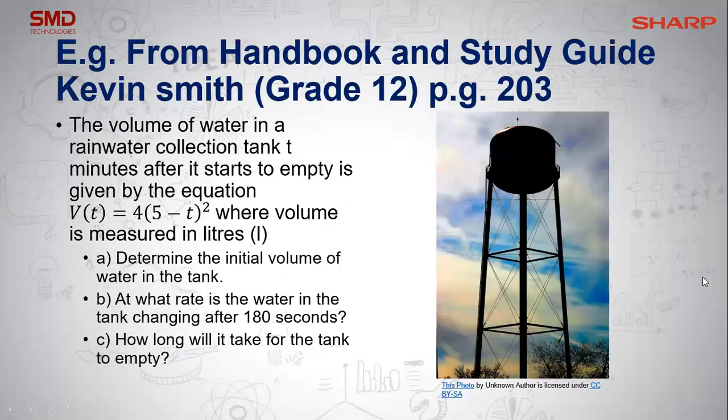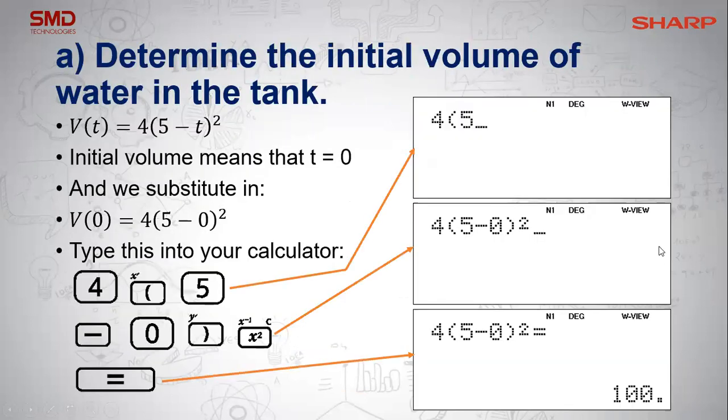All right. So what I did is I took an example from the handbook and study guide from Kevin Smith for maths in grade 12. And we looked at question 3. I think it's question 3. The question is: the volume of water in a rainwater collection tank T minutes after it starts to empty is given by the equation V(T) = 4(5 - T)², where volume is measured in liters. Determine the initial volume of the water in the tank. So let's go through to the first one.